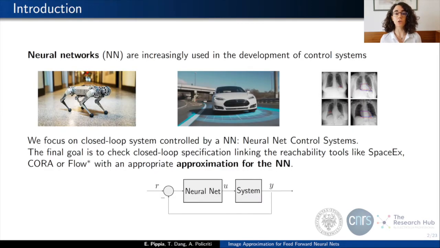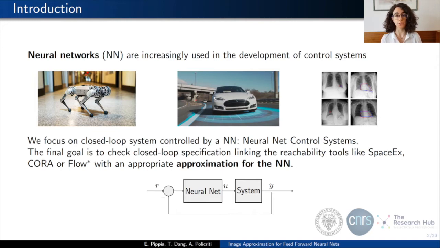In the last few years, neural networks are increasingly being used in the development of control systems. We can think about robots, autonomous driving cars or medical equipment. This trend encourages the use of neural networks also in more classical fields like closed-loop systems. In this work, we want to focus on neural net control systems, so systems in which the neural network plays the role of the controller.